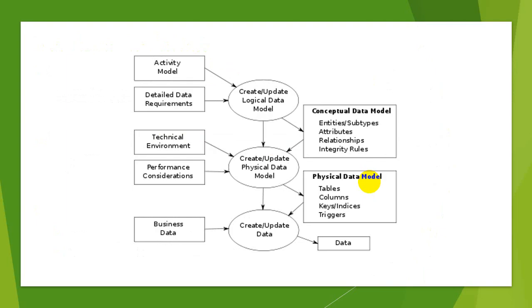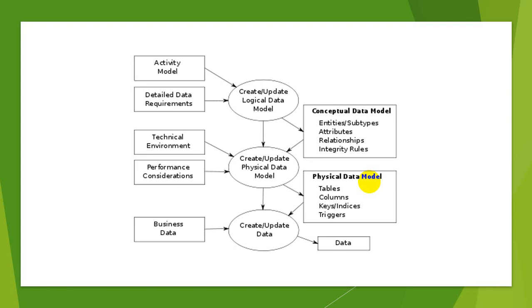Let's see an example. There are three levels of data modeling: the conceptual data model, the logical data model, and the physical data model. Okay, so you can see the conceptual data model. At this level we define the entities, we define the attributes, and we define the relationships and the integrity rules.